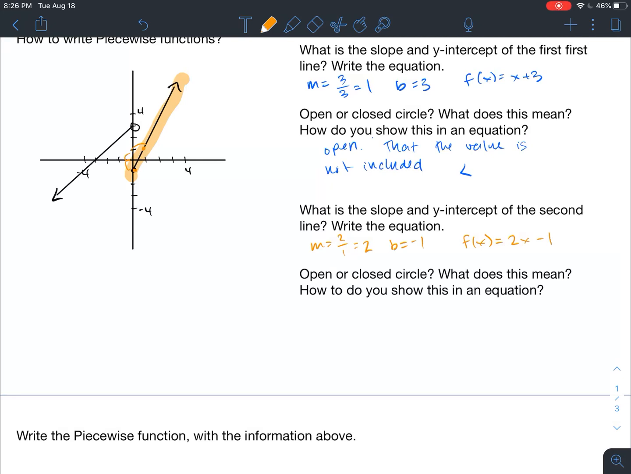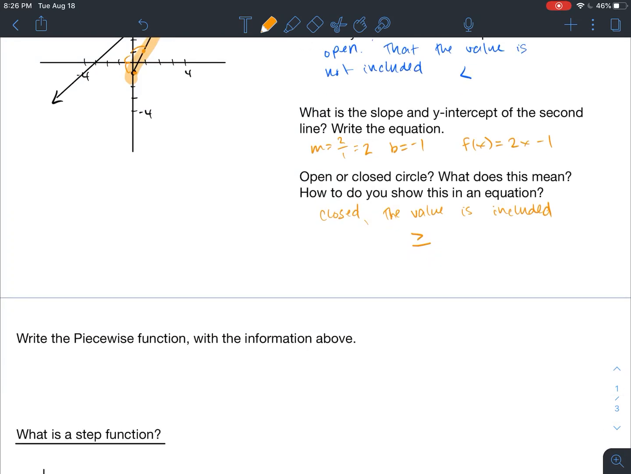Now, is it an open or a closed circle? It is closed. And so this means that the value is included. To show that in an equation, we would say greater than or equal to, just like that.